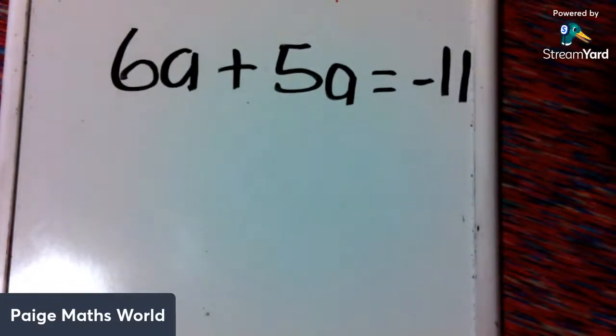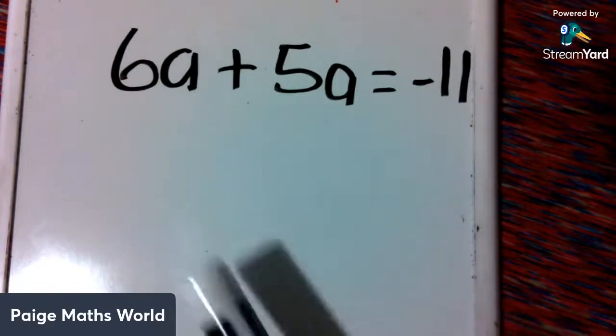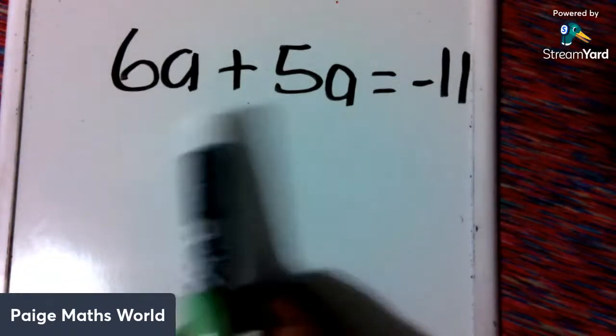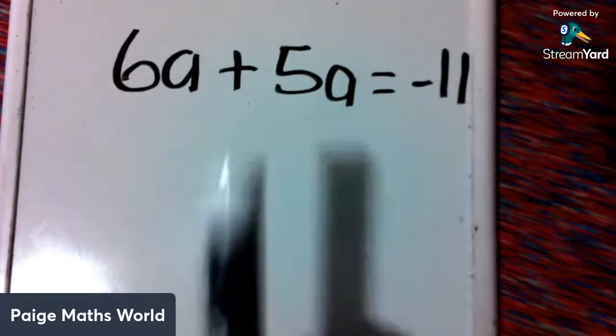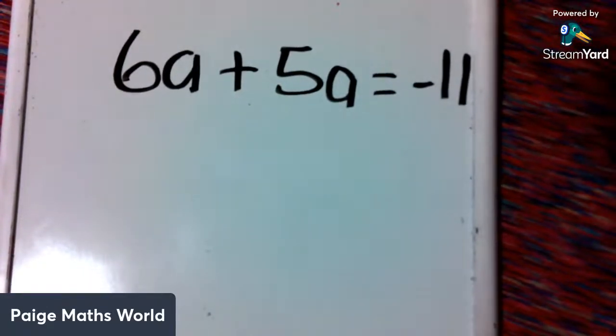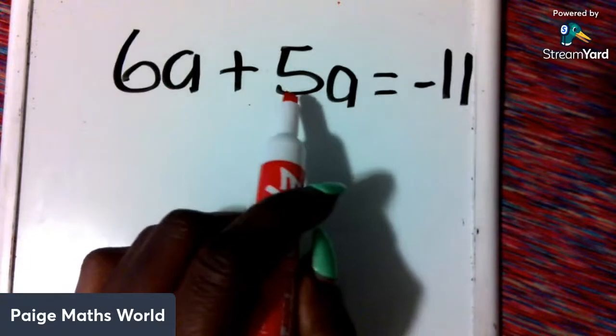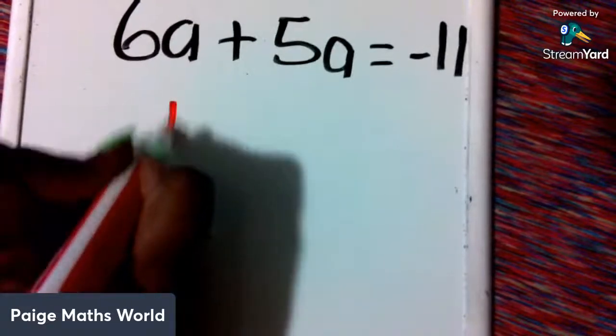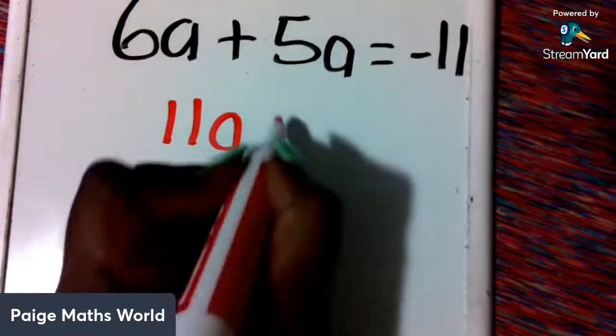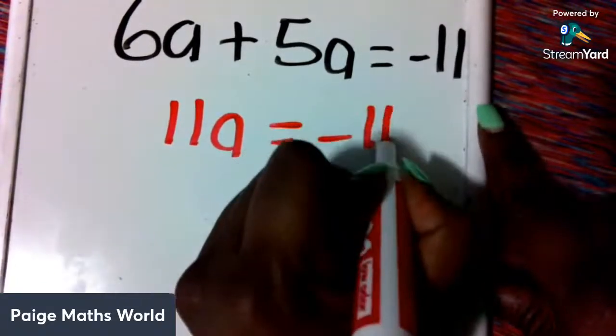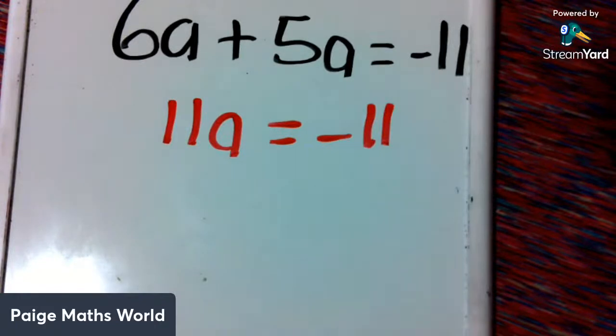All right, so what do we do when we have an equation like this? If you have an equation where both parts, like 6a and 5a, have the same variable, you can go ahead and add or subtract, whatever operation they're going under. In this case, they are being added, so you can go ahead and add these two. 6a plus 5a will give us 11a. And 11a is equal to negative 11. But are we done? Did we get what we want?